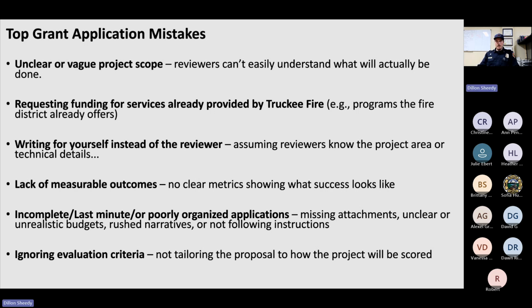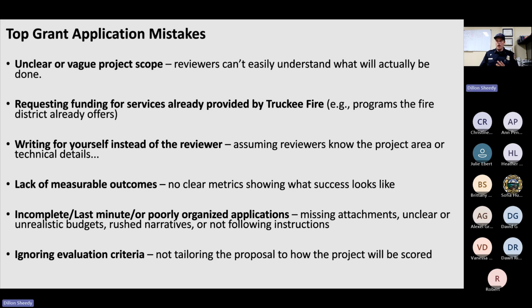A common one we see is lack of measurable outcomes. Again, we need to know what success looks like if we're going to fund a project with your tax dollars. So if we don't have clear metrics, quantifying that or showing us how we can judge your project, if it's going to be successful or not, or if it's successful when we're completed, it's hard for us to justify funding.